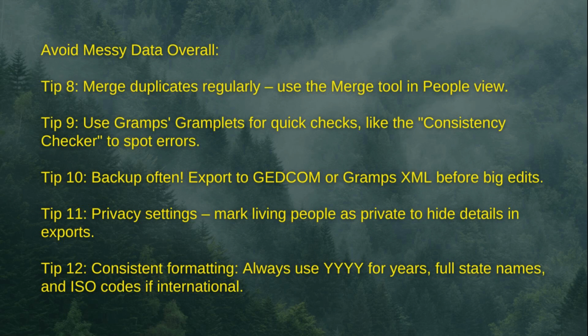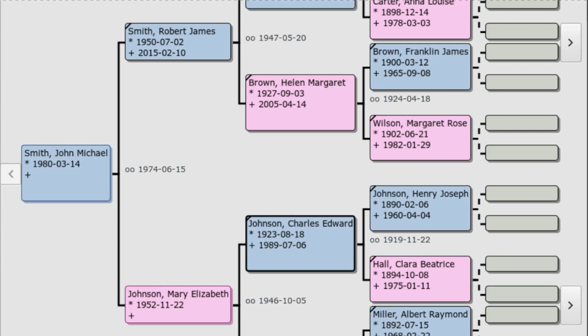Tip number 11. Privacy settings. Mark living people as private to hide details in exports. Tip number 12. Consistent formatting. Always use YYYY for years, full state names, and ISO codes if international.